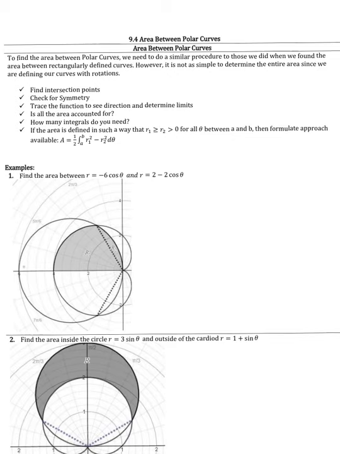9.4 is on area between polar curves. And just like with 9.3, really the most difficult part in this section is identifying, number one, what this area is that we're talking about in a problem, getting a visual idea of what's going on, and then approaching the problem, deciding which approach you're going to take, because you'll notice there are different approaches depending on if there is symmetry or how you want to go about doing each problem, and finding the bounds that go with the approach that you're choosing. So we're going to spend a lot of time already looking at the graphs and analyzing them.